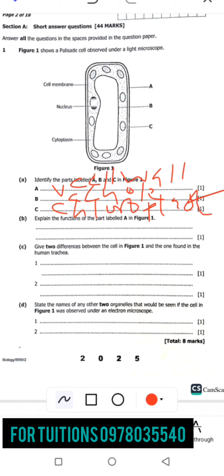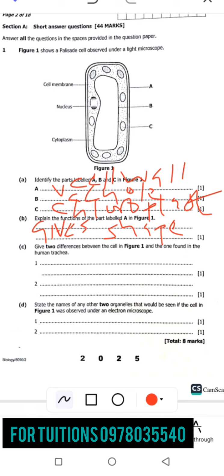All right, so then now explain the functions of the part labeled A. So A is a cell wall. So the cell wall just protects the cell from mechanical damage, or you can say it gives the cell a shape. Okay, so in short, for this cell to have shape, it requires the cell wall to be there.